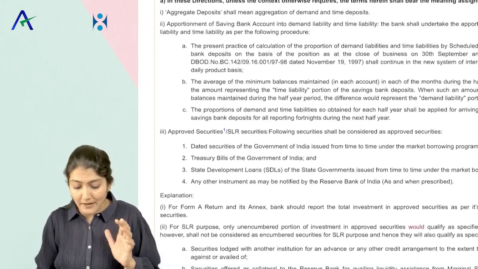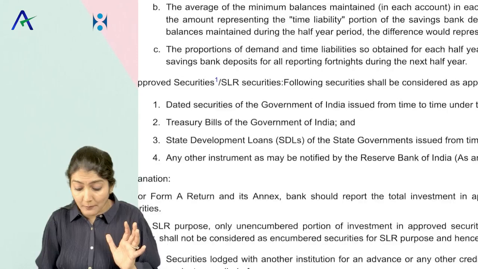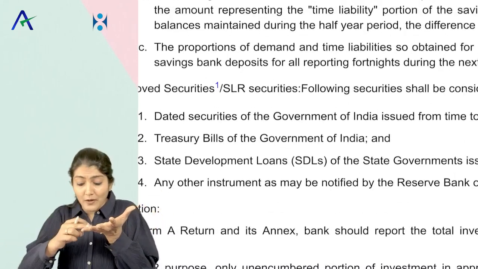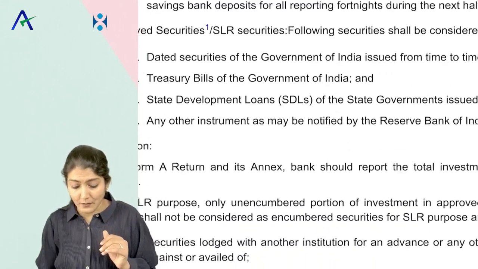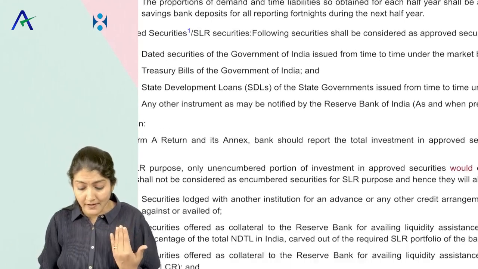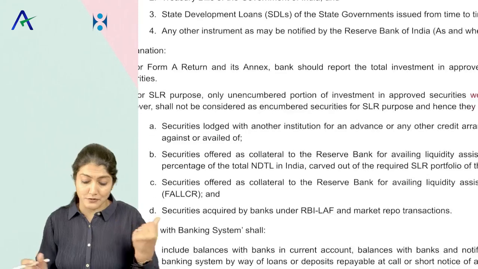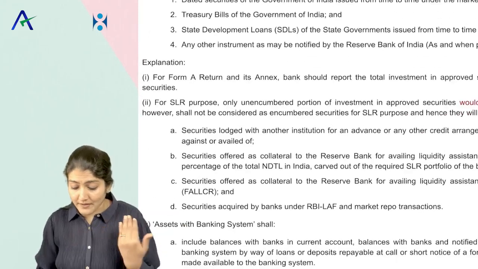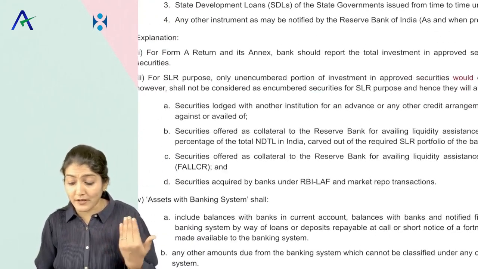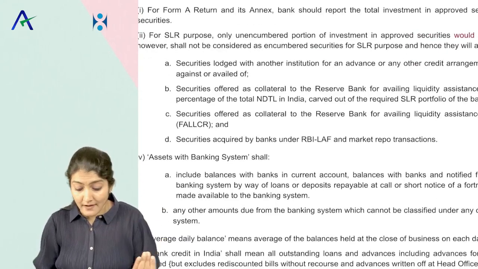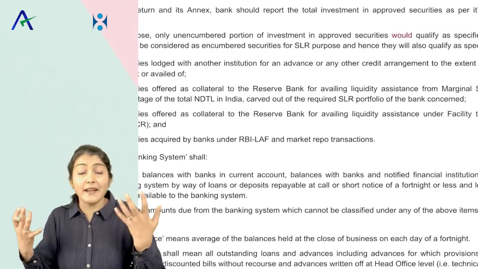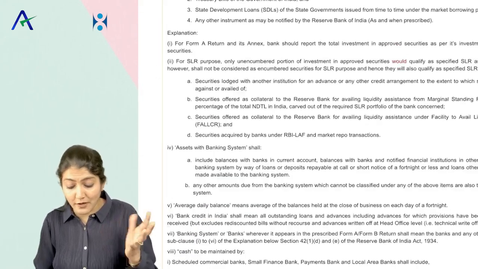Then after that, we have the aggregate deposits, then the approved security. And then we said gold, cash, and approved securities, right? So the dated securities of the GOI, treasury bills of the GOI, state development loans, and any other instrument. Then for Form A, the return and its annex, the bank should report the total investment in the approved security. Then for SLR purpose, only the unencumbered portion, that means it is free of any charge.